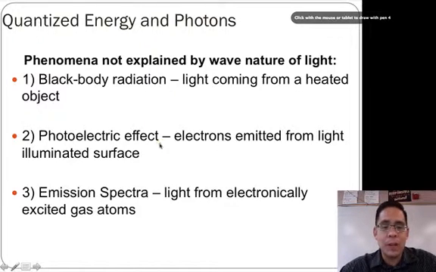The photoelectric effect, on the other hand, is where electrons are emitted from light illuminating a surface. So if you take an X-ray and shoot it on a piece of metal, you'll wind up tossing electrons off of that piece of metal as the photons bounce off of it. And emission spectra, this is light from electronically excited gas atoms. So whenever you look at the light above in these fluorescent light bulbs, we're basically dealing with emission spectra. And we'll talk about how these are all different.